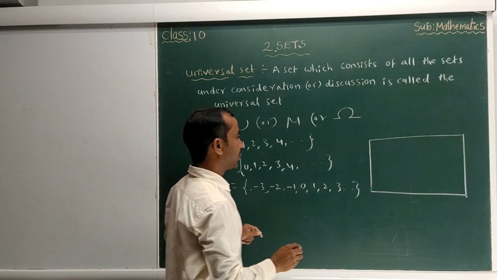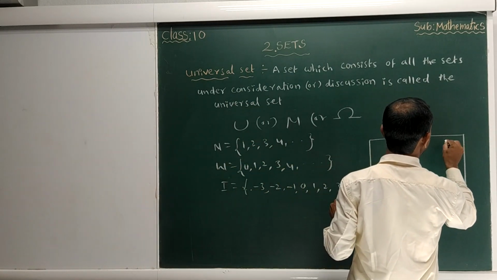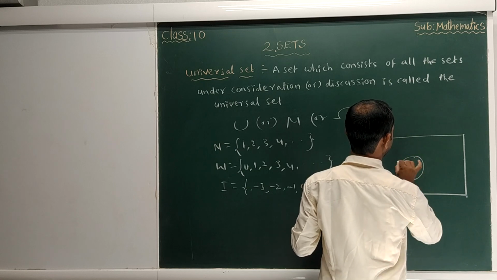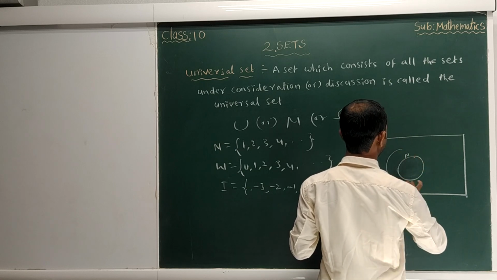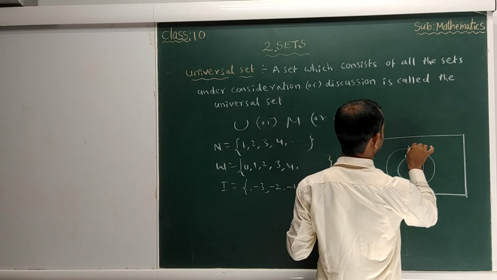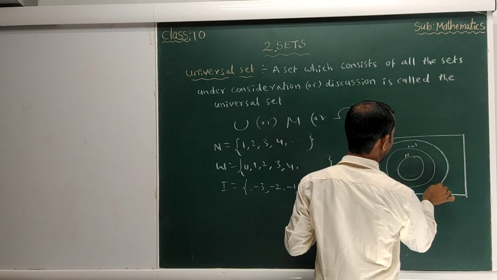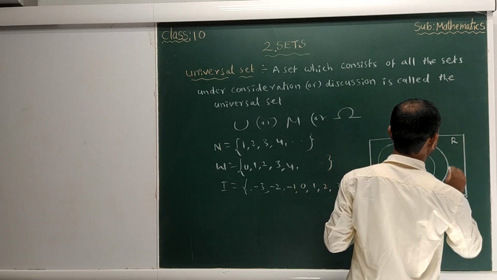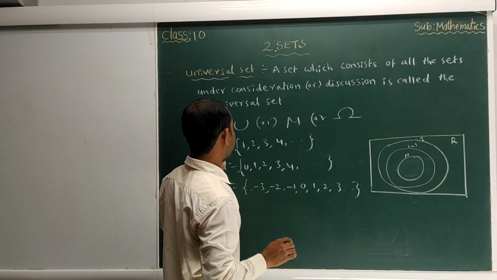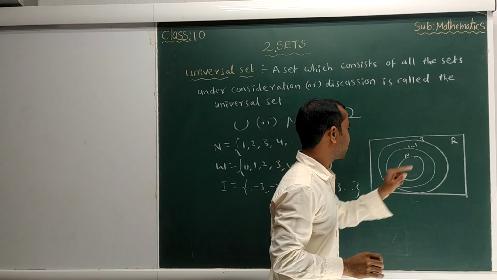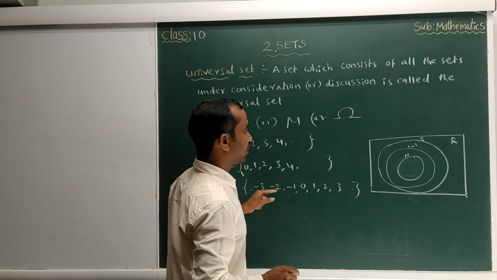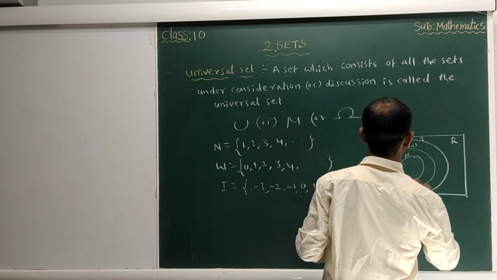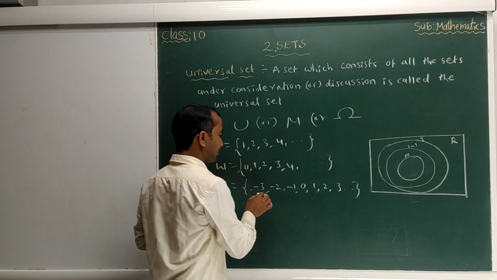All these number sets are in the real numbers: the set of natural numbers, the set of whole numbers, and the set of integers. So the real number set is a universal set. In the real numbers, all numbers are there. So the real number set is the universal set for number theory.